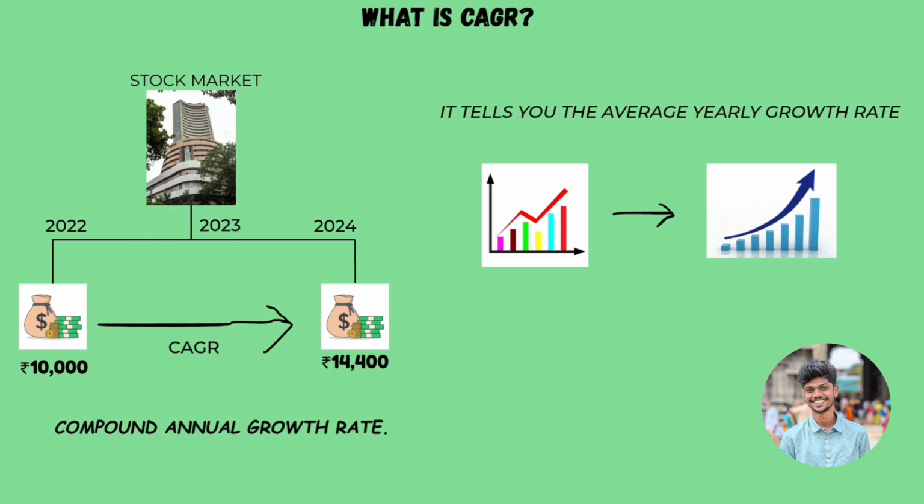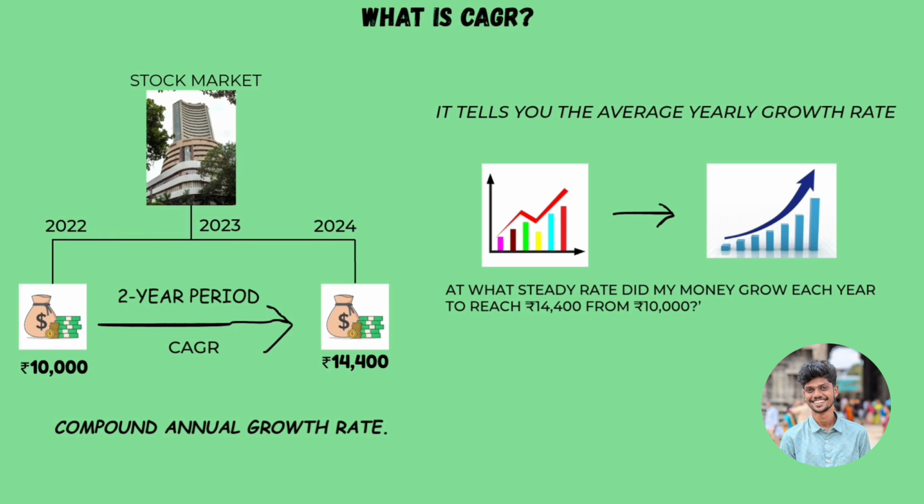10,000 to 14,000 rupees. Let's say you bought a stock in 2022. It was worth 10,000 rupees. In 2024, it's worth 14,000 rupees. That's a 2-year period, right? You want to find at what steady rate did my money grow each year to reach 14,000 from 10,000. That's called CAGR.